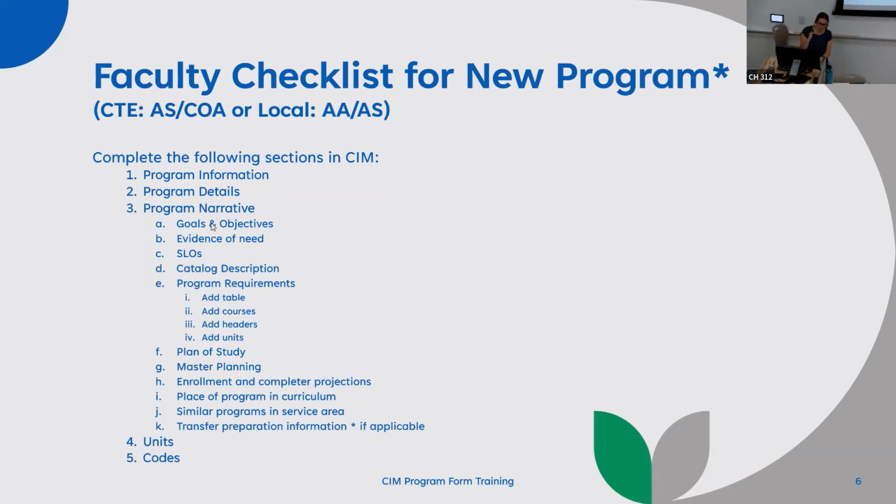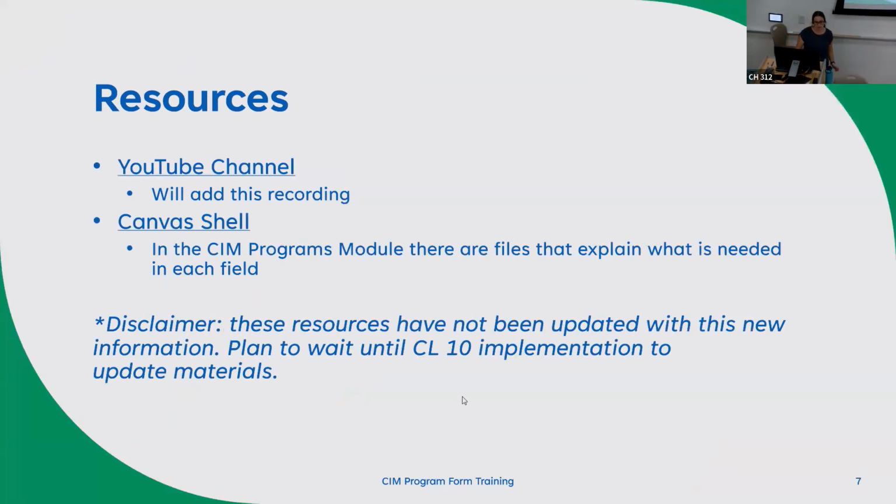So that just kind of labels all the little things, especially when you get to program requirements. You have to add the table, you have to add the course, you got to add headers, and you got to do the units. So maybe we'll put that in some sort of, but again, the requirements change slightly depending on the program you're working on. So there's an asterisk, and then the codes.